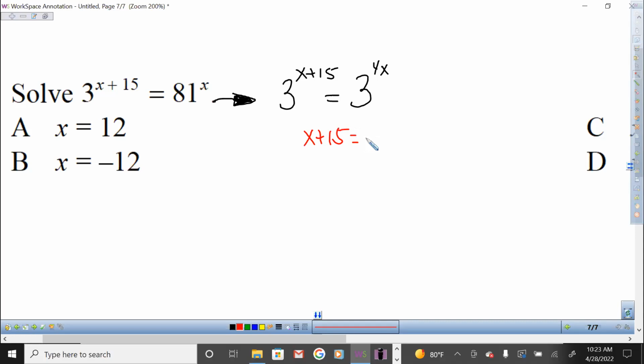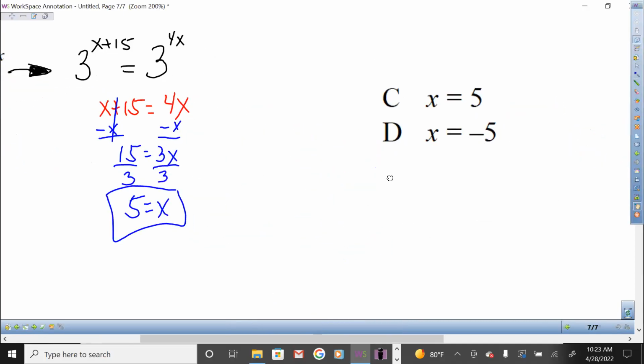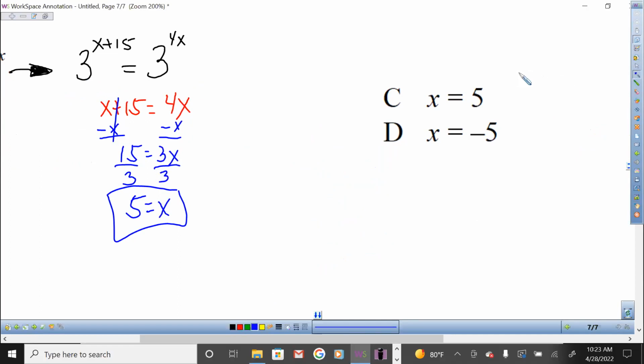x plus 15 equals 4x, and then we solve. Continue from there, Leo. Minus x to each side. We're left with 15 equals 3x. And lastly, divide by 3, 5 equals x. Correct answer is C. Hands if you got C.